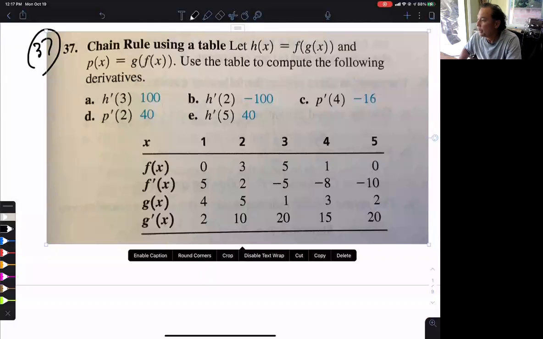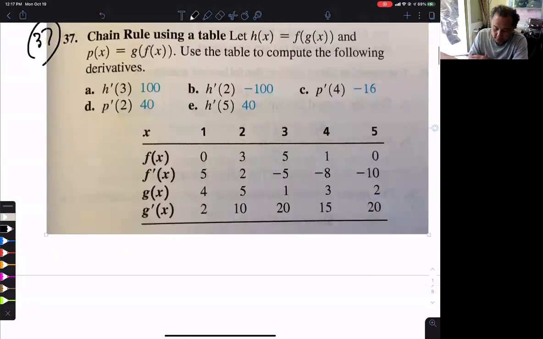Okay, here we go. So what do they want? For 37, I'm not going to do all 5 of those. I'll do an H prime and a P prime. I'll do one of each. Okay, so I'll do A for you. A, they want H prime at 3.